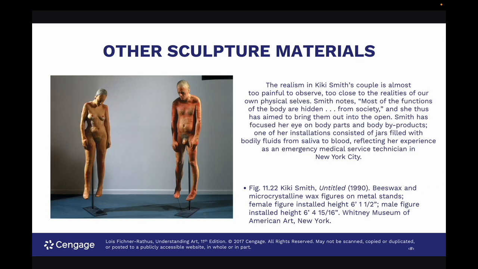And Kiki Smith is an artist who does a lot of work about the human body, and her sculptures are often made out of beeswax. She references a lot of just the functions that the human body goes through, aging, bodily fluids, things like that. And she notes that most of the functions of the body are hidden from society, and so part of her work is to bring them out into the open.